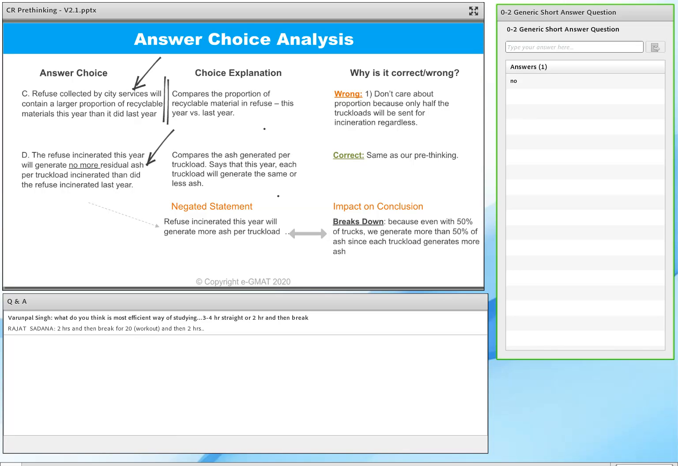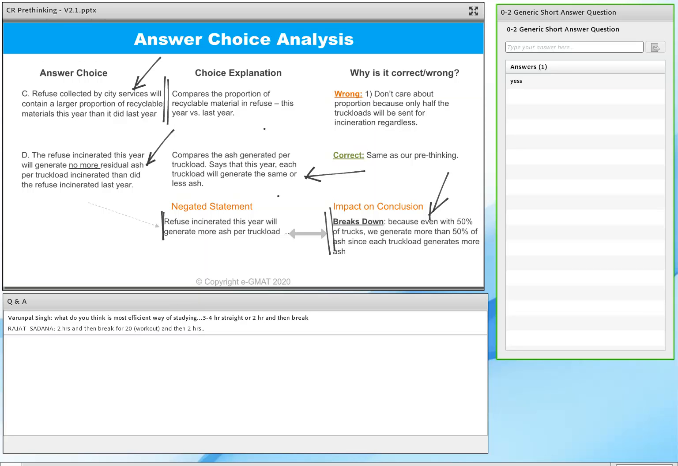Ash per truckload is over here. The refuse incinerated this year will generate no more ash per truckload incinerated than did the refuse incinerated last year. And again, it compares the ash per truckload, which is the right criteria as per our pre-thinking. The negated statement is the refuse incinerated will generate more ash per truckload. If that happens, my conclusion breaks down. Okay. Can you see how this is the correct answer? And can you also see how with the negation test it breaks the conclusion?